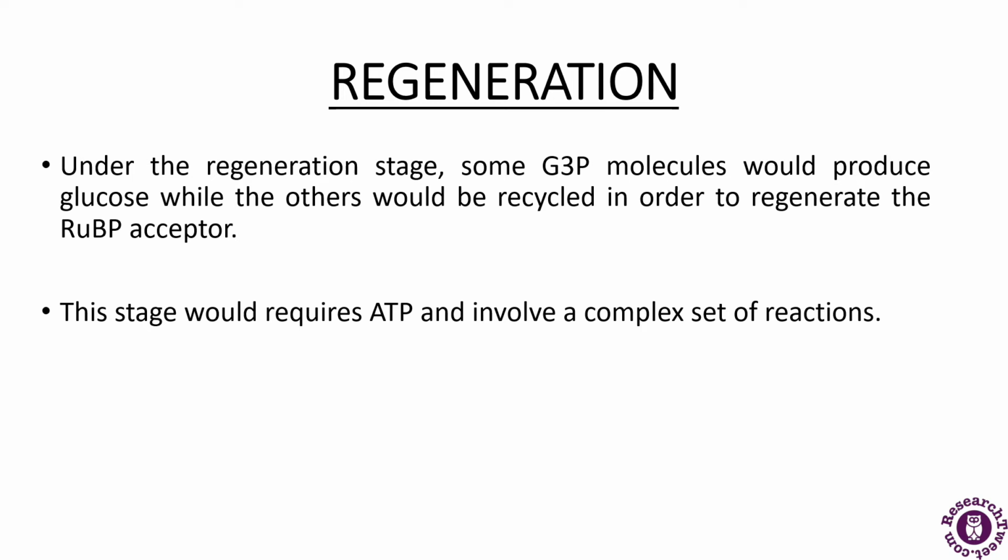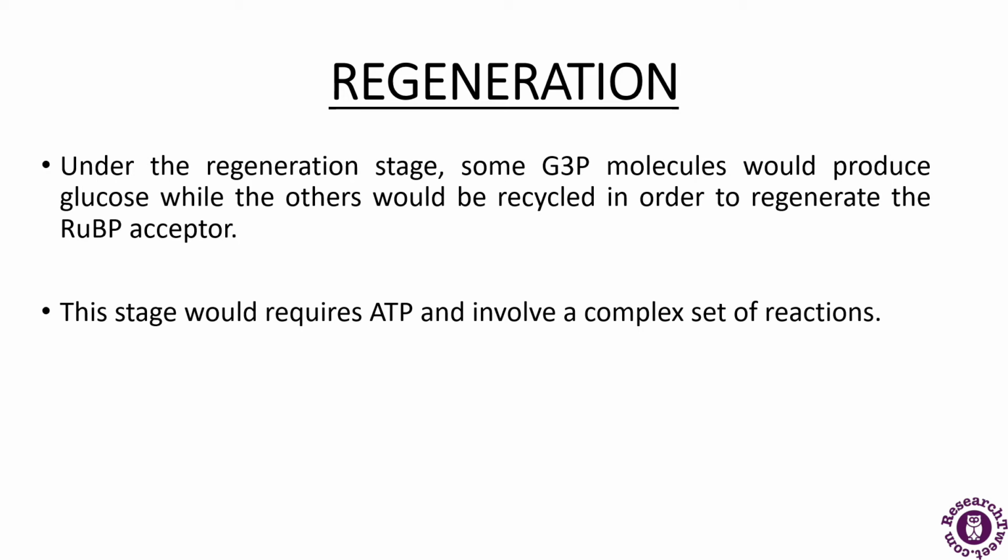In regeneration, some G3P molecules produce glucose, while the others are recycled in order to generate the RuBP acceptors. So RuBP, in the first stage of carboxylation, we have seen what RuBP acceptors are. Then this stage would require ATP. So this stage would require energy, and it involves a very complex set of reactions. So this was the regeneration stage.